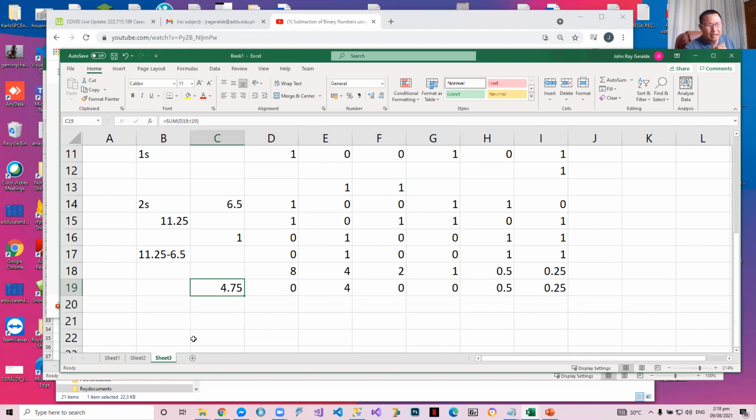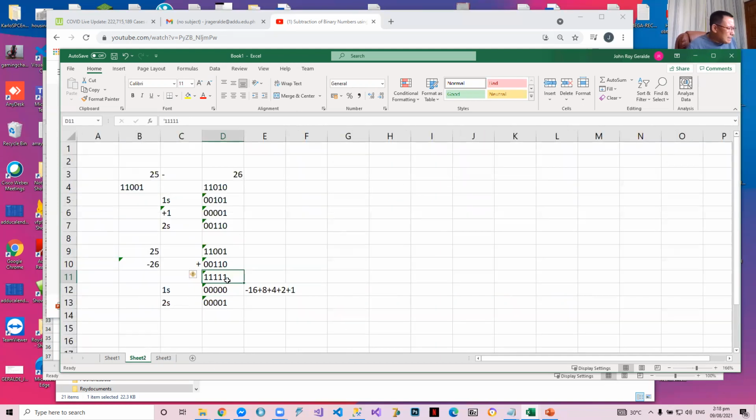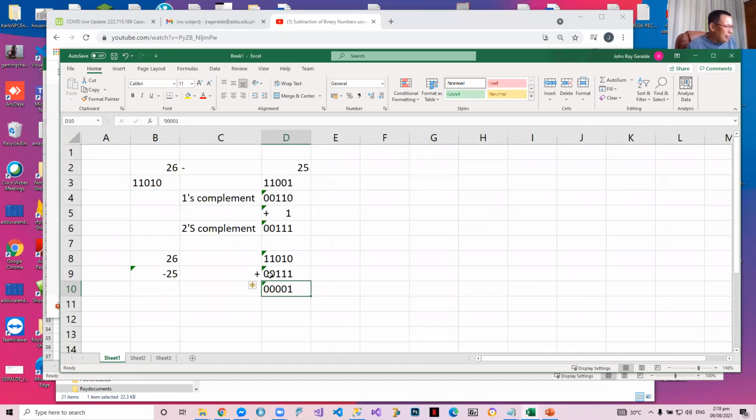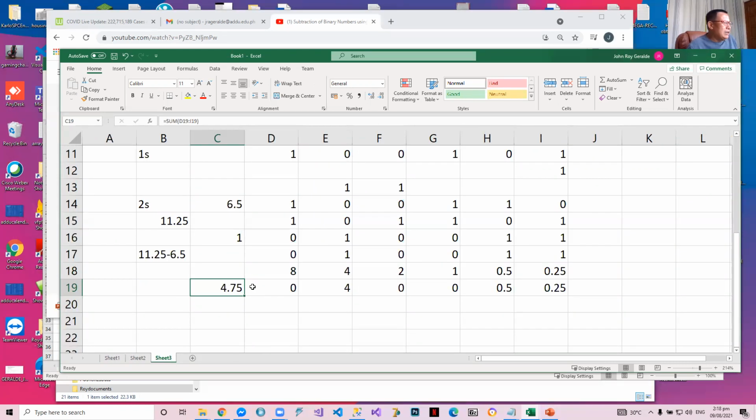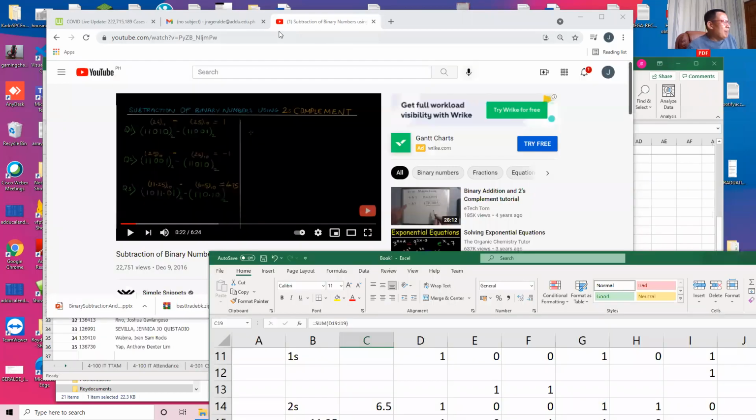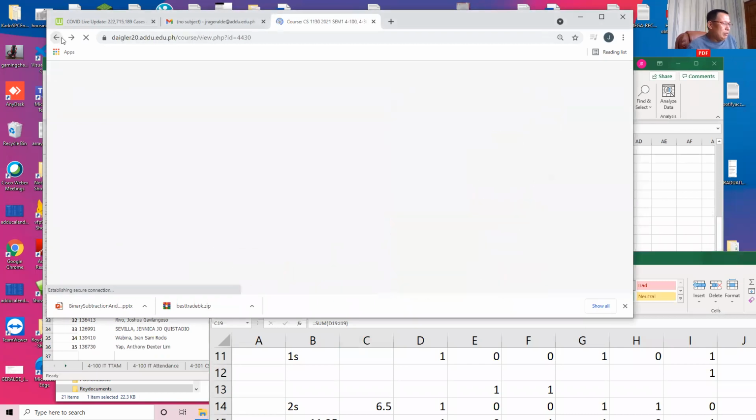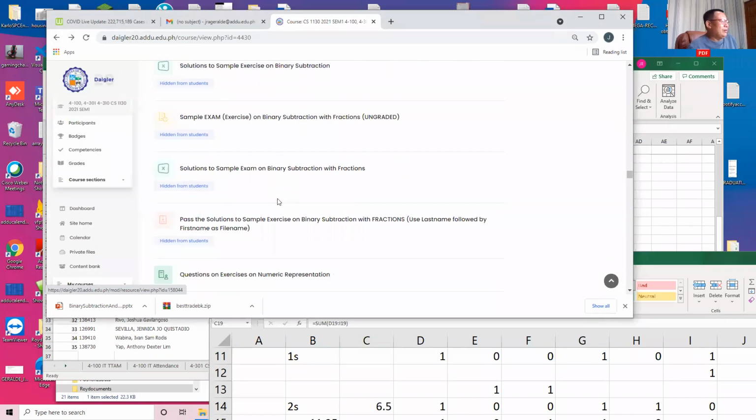I'd like you to try the reverse yourself. This is the same example that is shown in the video. I'd like you to look at the video yourself. So let's review now. If the last carry is a 0, the result is negative. If the last carry is a 1, the value is positive, okay? Any questions? Now, there's a quiz that is up, which I'd like you to solve yourself, okay?